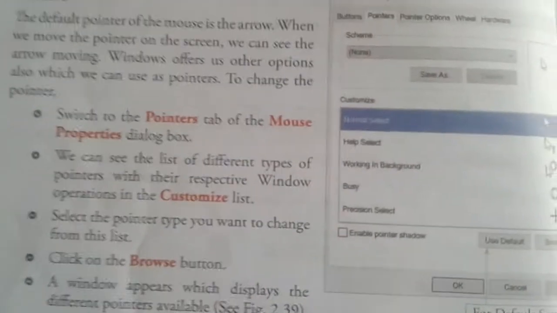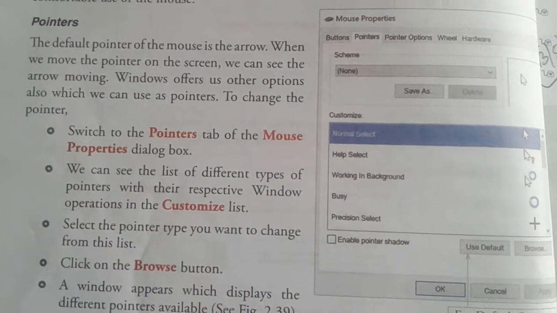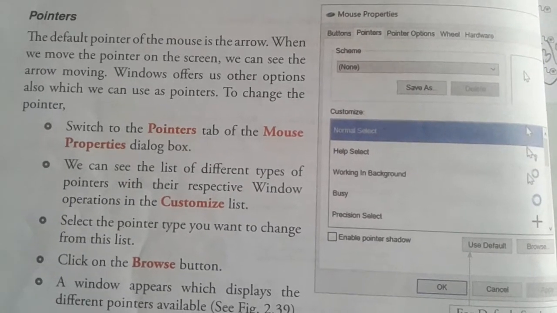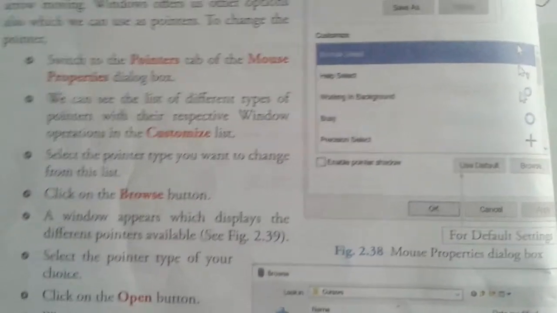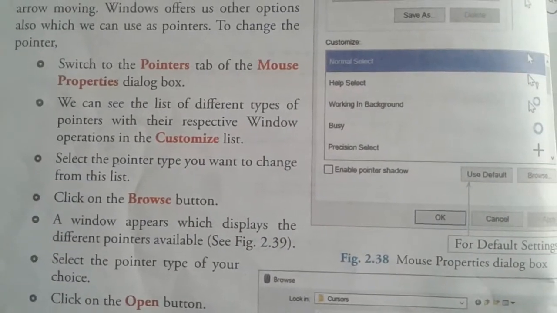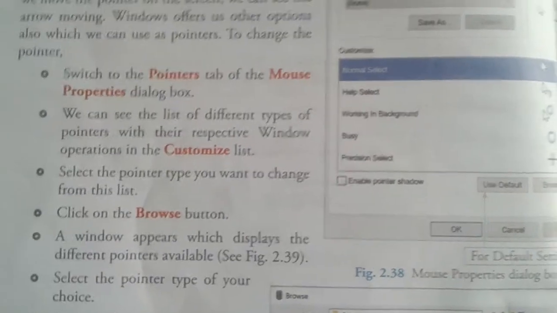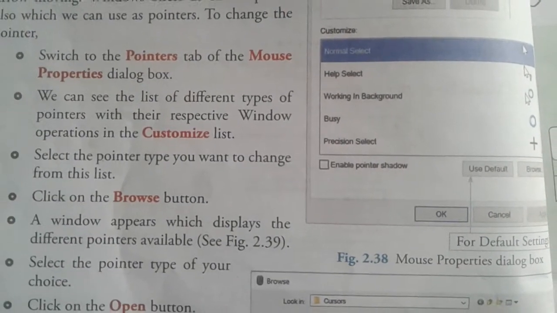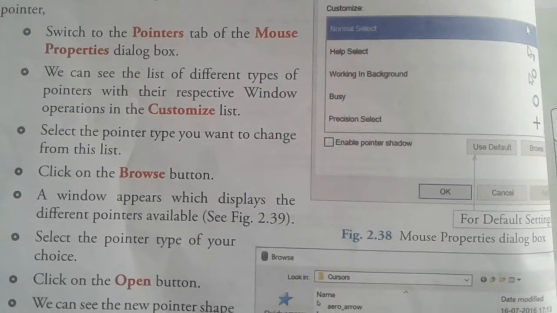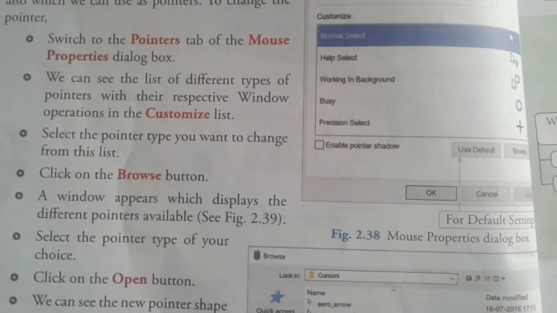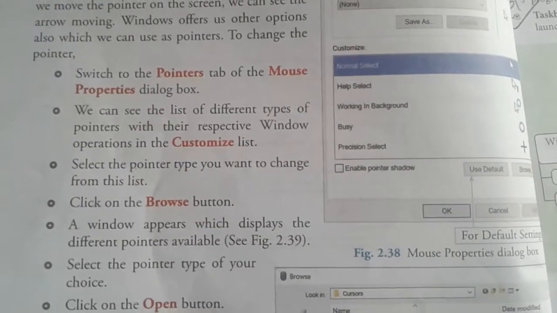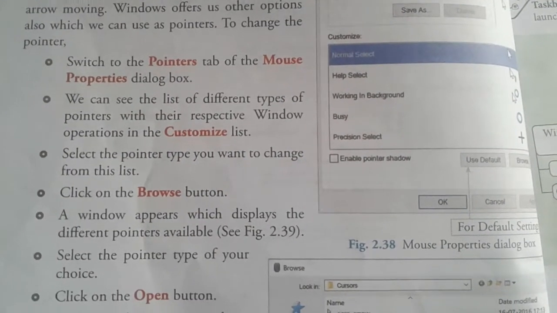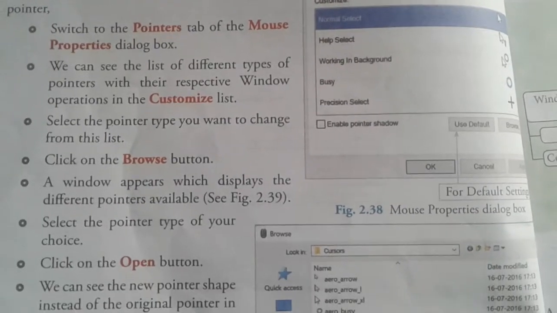How can we change the pointer of the mouse? Let's talk about this. To change the pointer, switch to the pointer tab. First of all, you have to go to the mouse properties, then the pointer tab. We can see the list of different types of pointers with their respective windows operations in a customized list, like this.